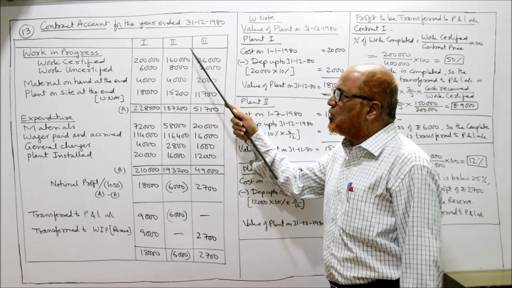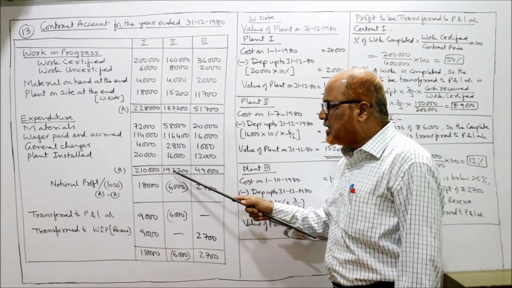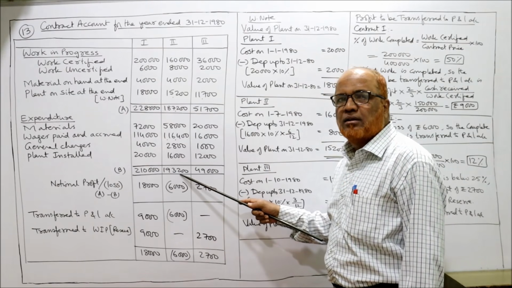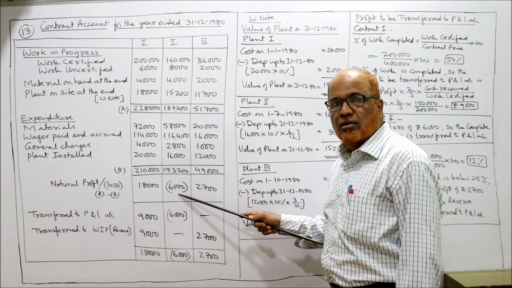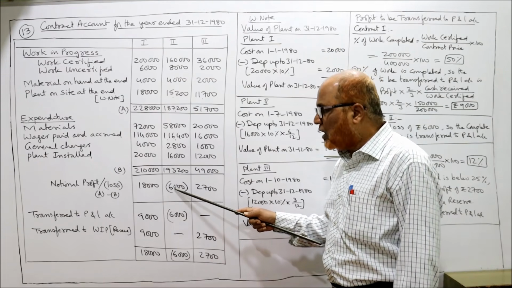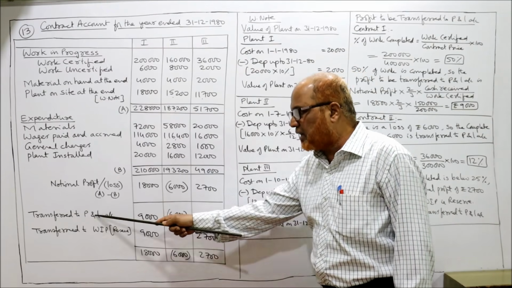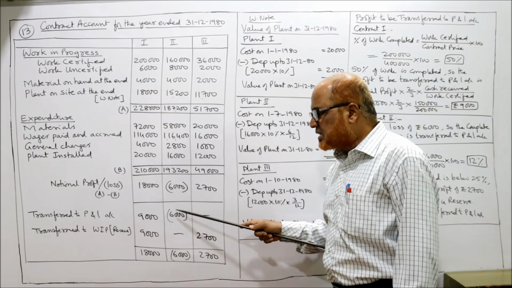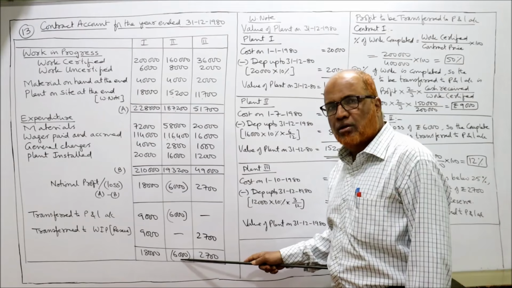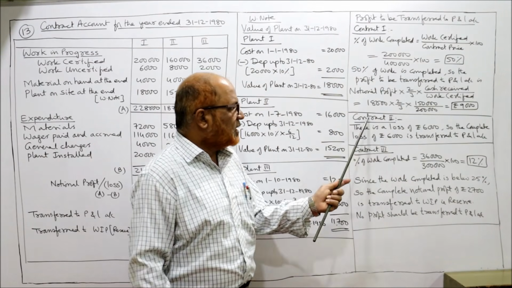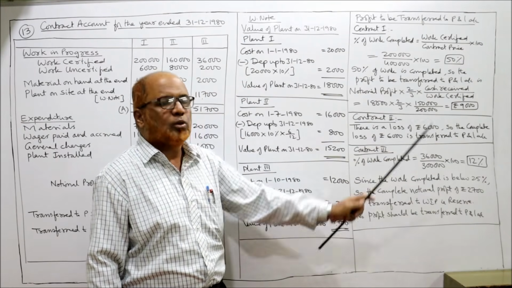Now we'll come to contract number 2. In contract number 2, 1,87,200 minus 1,93,200. Expenditure is more, so we will have a loss. We don't have a profit. We have a loss of 6,000, and the complete loss of 6,000 should be transferred to P&L account, no transfer to reserve. That's all. So we have given in the second note: in contract 2, there is a loss of 6,000, so the complete loss of 6,000 is transferred to P&L account.